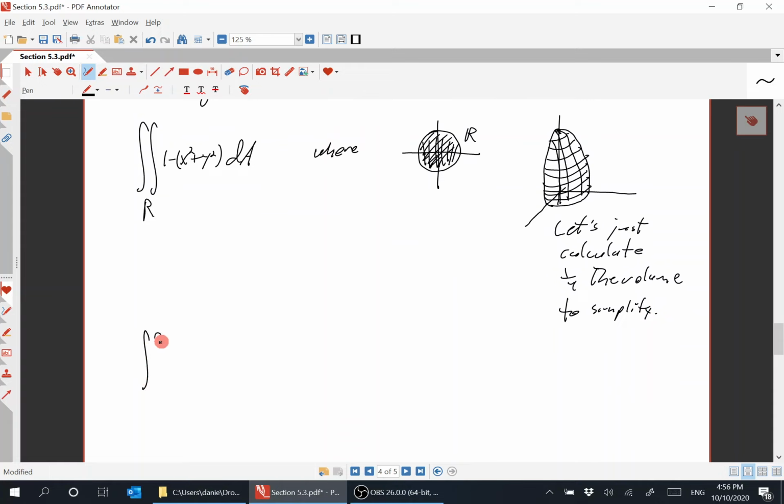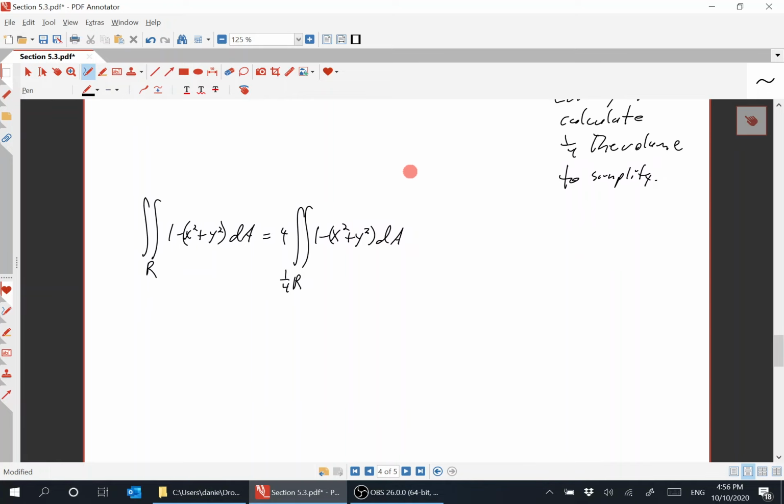Okay, so the double integral over r of 1 minus x squared plus y squared dA is equal to 4 times the double integral over 1/4 of r of 1 minus x squared plus y squared dA. All right, and what is that 1/4 of r? Well, it's this quarter circle of radius 1, quarter of the disk of radius 1. So that's 1, and this is that disk.